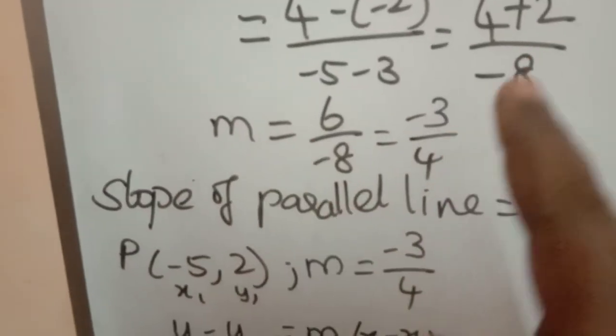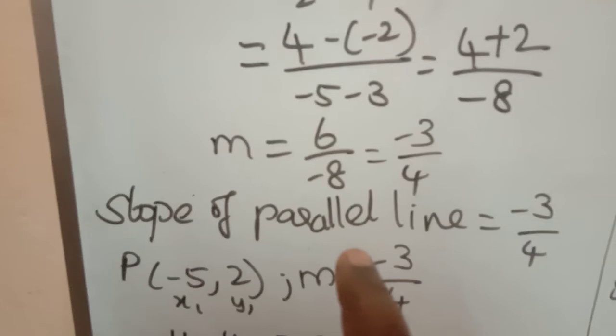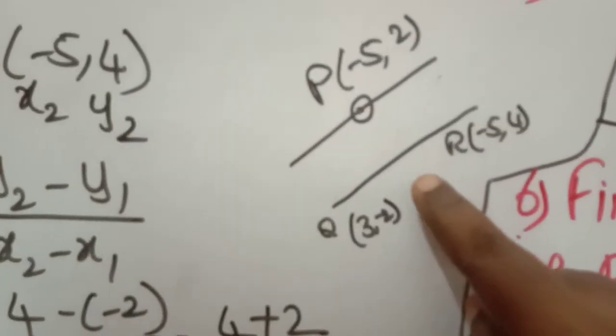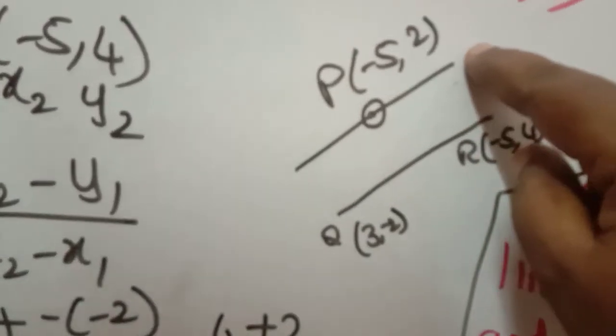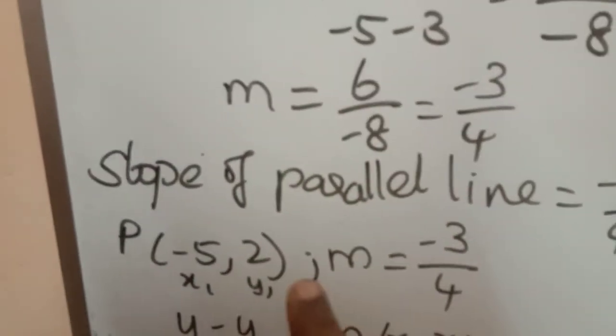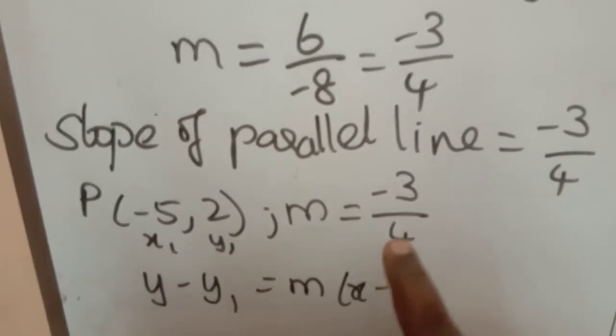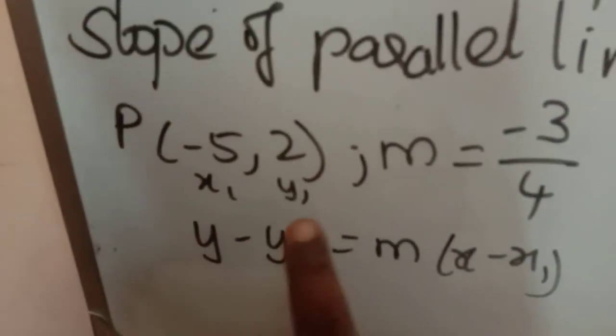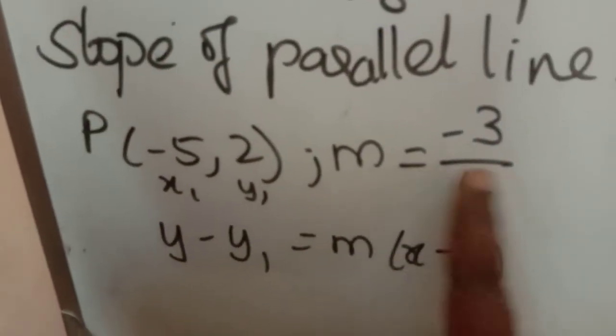So we find the slope is minus 3 by 4. Parallel condition is given, so slope of parallel line is minus 3 by 4. So the slope of this line is minus 3 by 4. Now we find that the slope of this line is also minus 3 by 4. Now we are going to find the equation of this straight line. This is passing through minus 5 comma 2, that is x1, y1, and slope m is equal to minus 3 by 4.